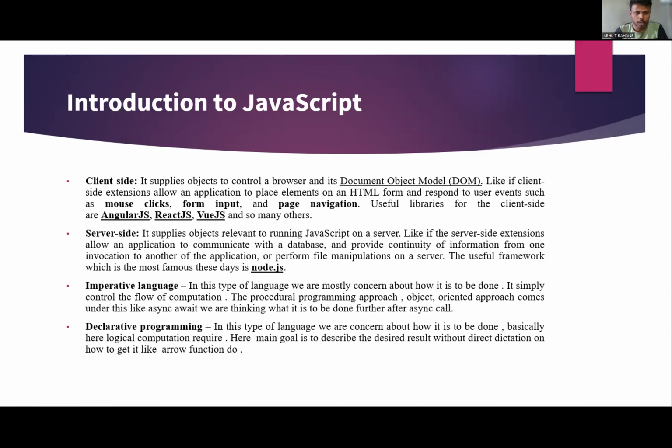JavaScript is also declarative programming. In this type of language, we are concerned with what will be done. Basically, logical computation is required. Here the main goal is to describe the result without direction on how to get it, like an arrow function does. This is where we use arrow functions, which are also JavaScript.